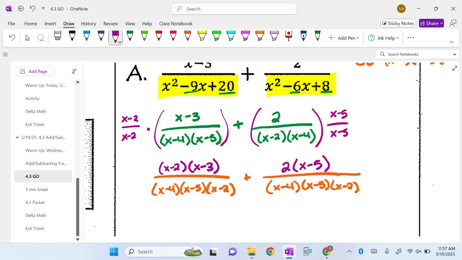Now, we're not going to combine them just yet into one fraction because you may think that you just go ahead and simplify these, but remember, if you simplify them by crossing out, what's going to happen? So if I cross out these two x minus 2's, what do I get?